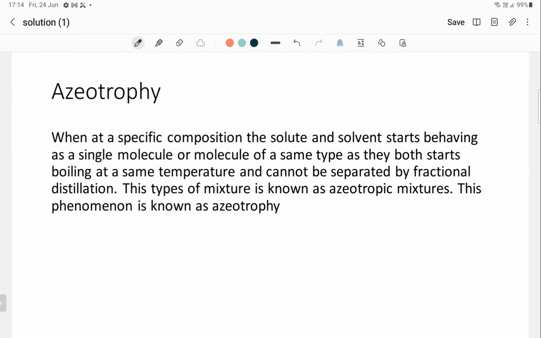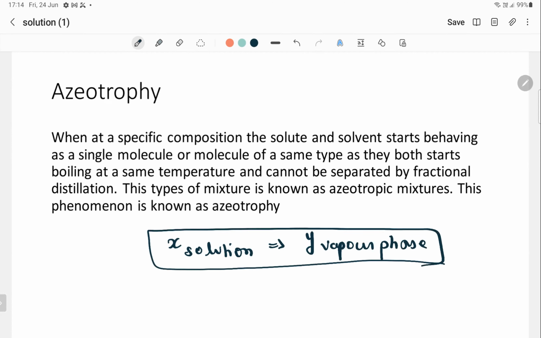And do remember one more thing. While these two components are achieving this condition, at that time, the mole fraction of your solute and solvent in the solution will always be equal to the mole fraction of your solute and solvent in the vapor phase. This is also one more condition it follows. You can understand this line now.